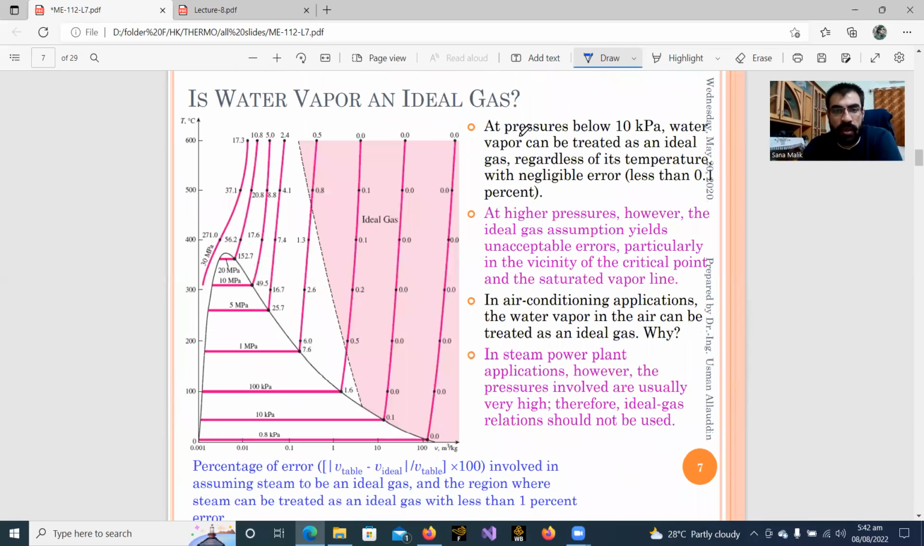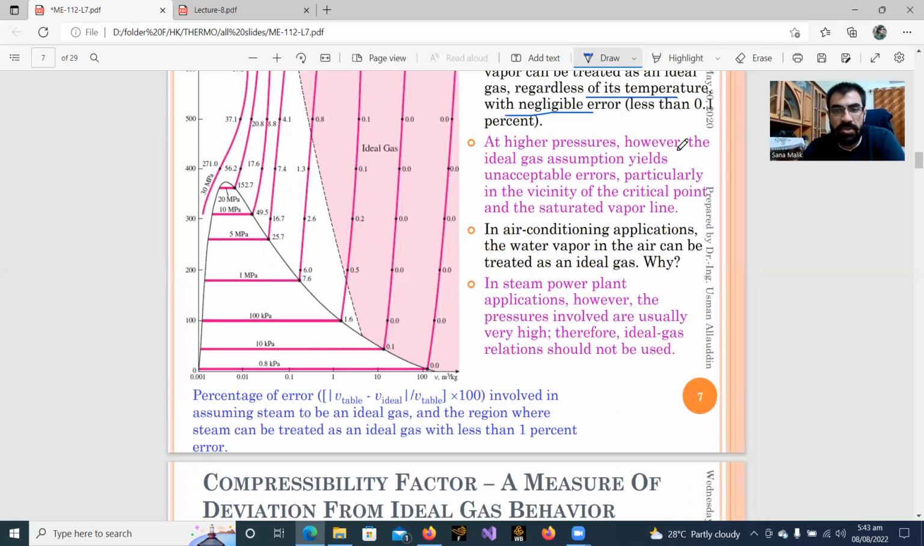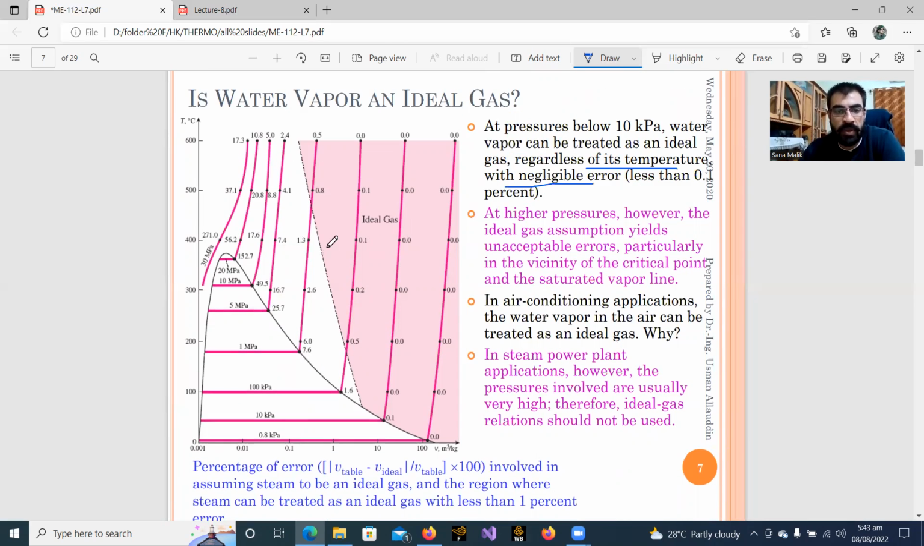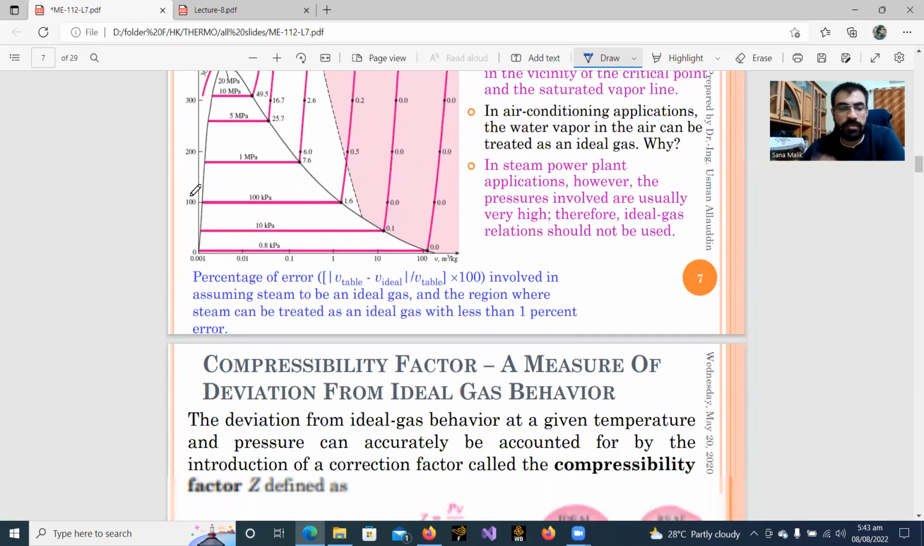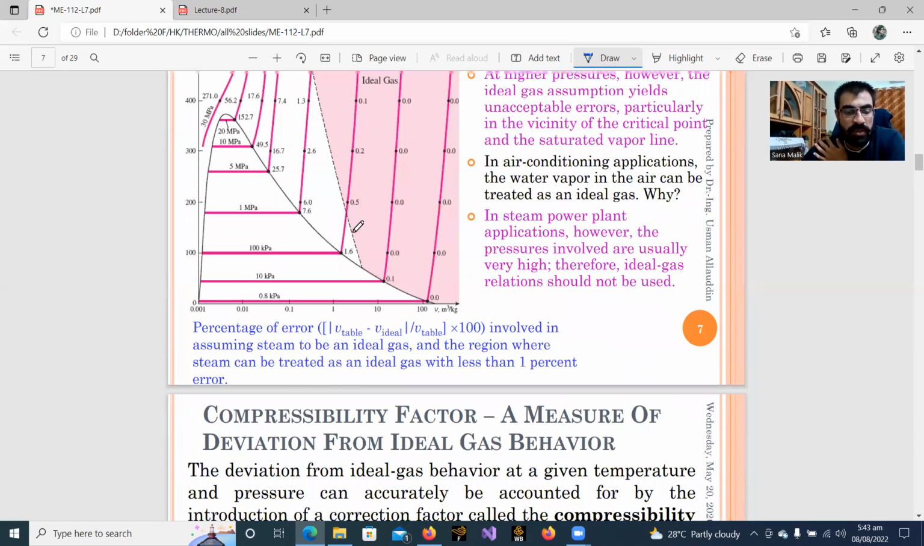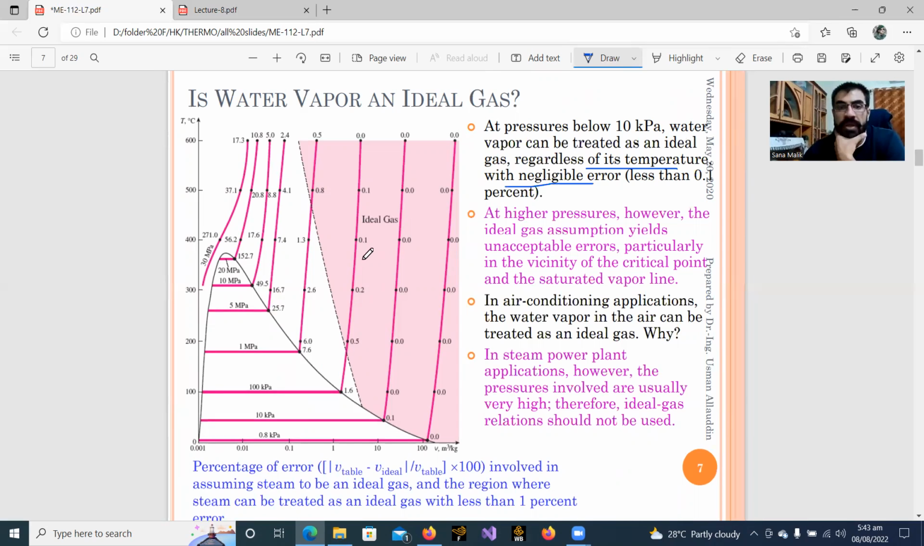At pressures below 10 kilopascal, water vapor can be treated as an ideal gas regardless of its temperature. At higher pressures, however, the ideal gas assumption yields unacceptable errors, particularly in the vicinity of the critical point. So you can see in these tables and predict the behavior of an ideal gas.